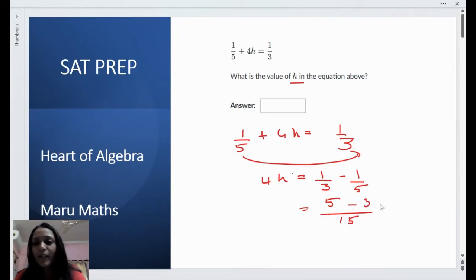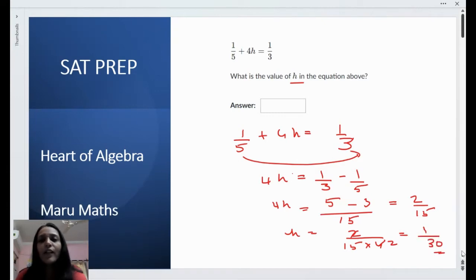So it's kind of like cross multiplying the values. So you would get 4h is equal to 2/15. So h will be equal to 2/(15 times 4), which is going to be 1/30. That's your answer.